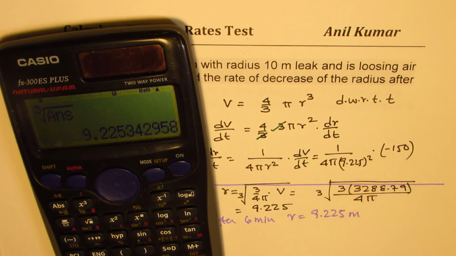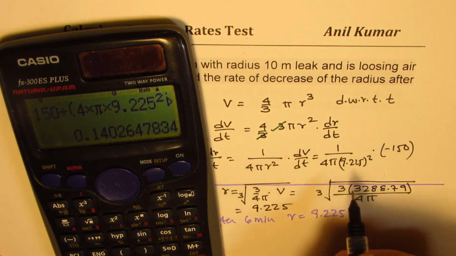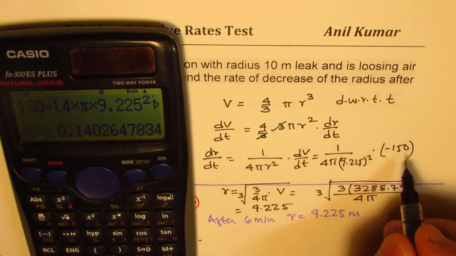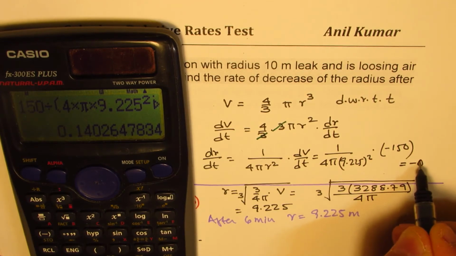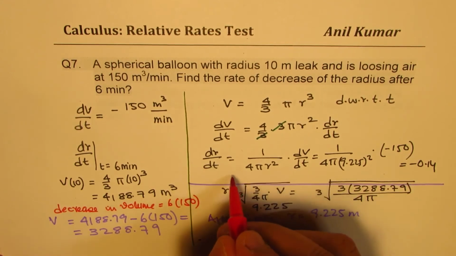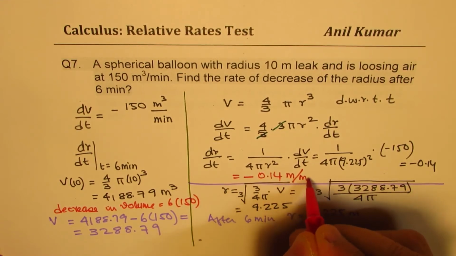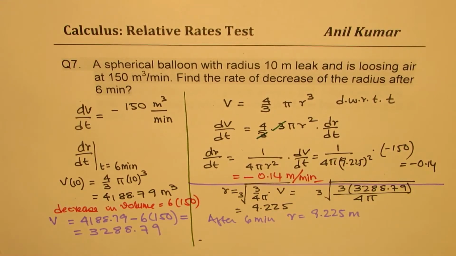Okay, let's do it. So we'll do 150 divided by, within bracket, 4 times pi times 9.225 square, bracket close, equals to. So we get this as equal to minus 0.14. Correct? So the change in radius is negative 0.14 meters per minute. Correct? So that is how we are going to answer this question.